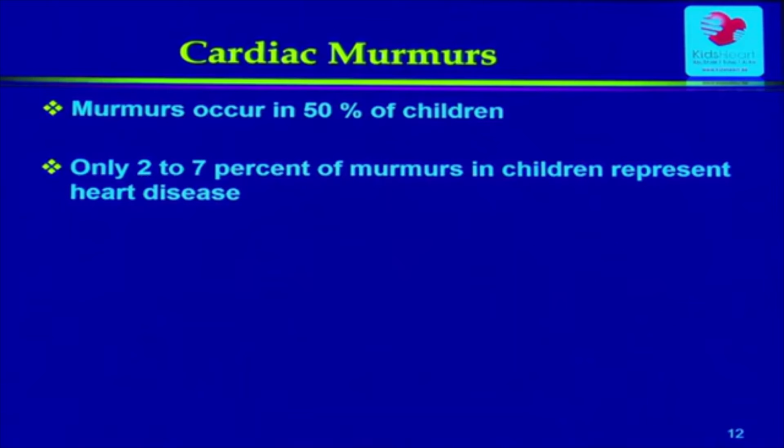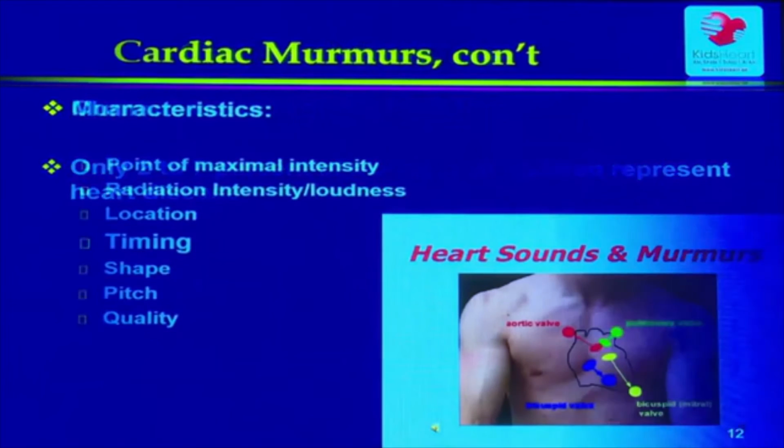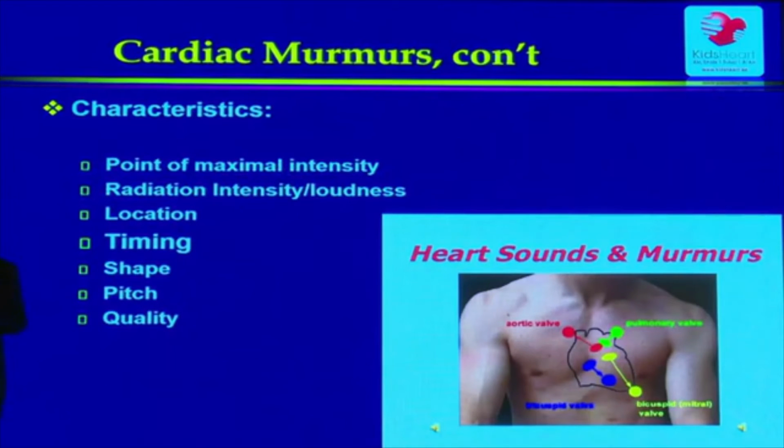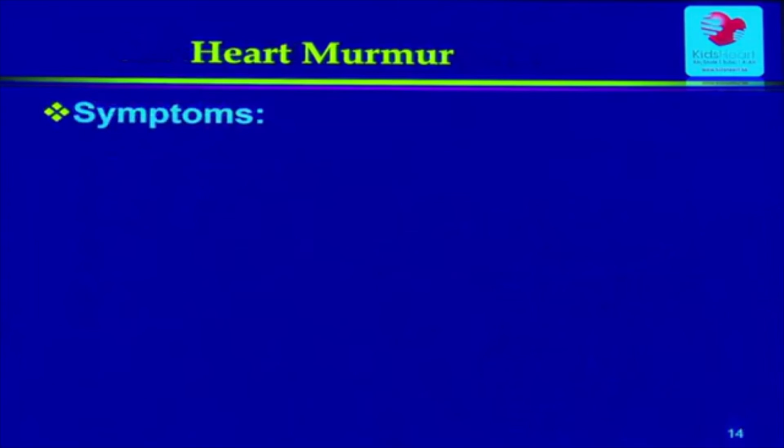So out of this 50%, only 2 to 7% of the heart murmurs in children will be due to a heart disease, most commonly a bicuspid aortic valve and some other things. The location and the grading and the timing, I'm not here to teach you the primitive stuff that we studied in medical school, but this is all important for us to decide about the heart murmur.